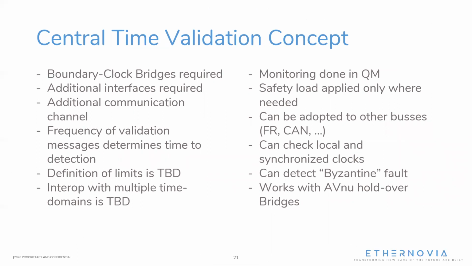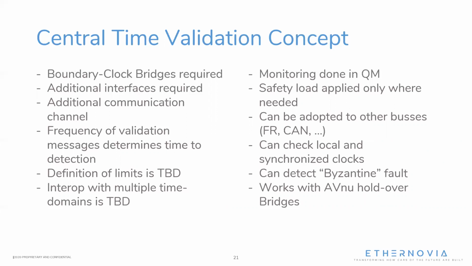And yes, we do need an additional communication channel besides the PTP protocol. This can also be transferred to other bus systems like CAN or FlexRay. And there are still elements to be determined by the system designer: the frequency of these validation messages, meaning how fast do I need to detect a problem? What is the limit that I want to be able to detect? So there are things to be defined by the system designer.